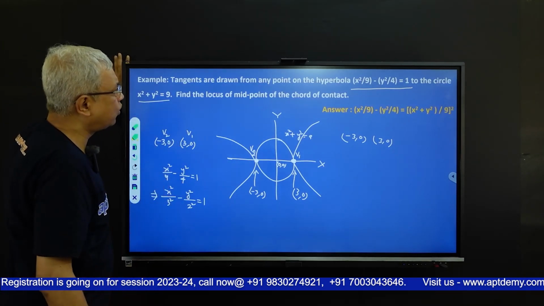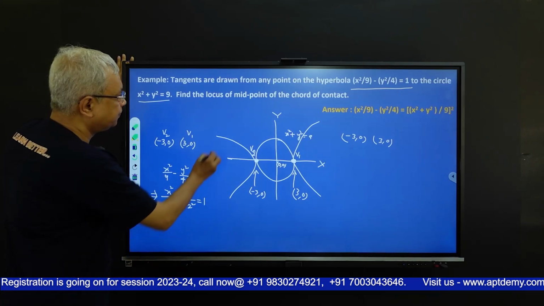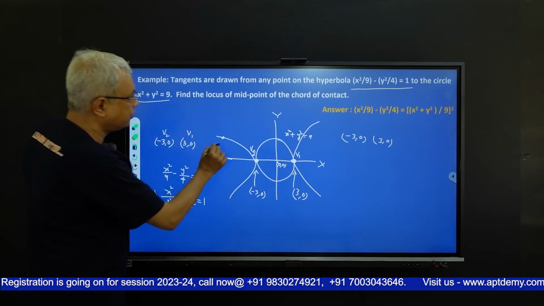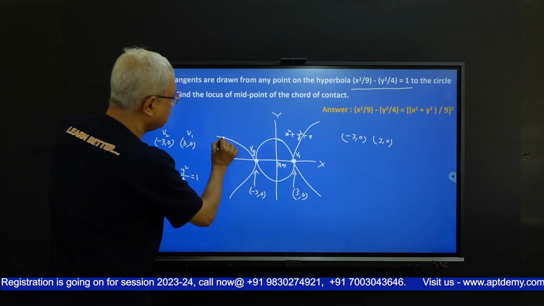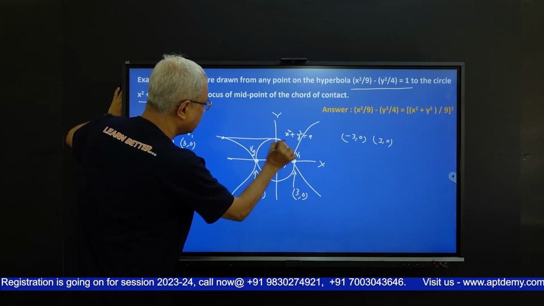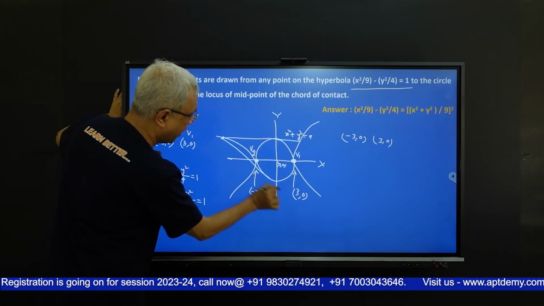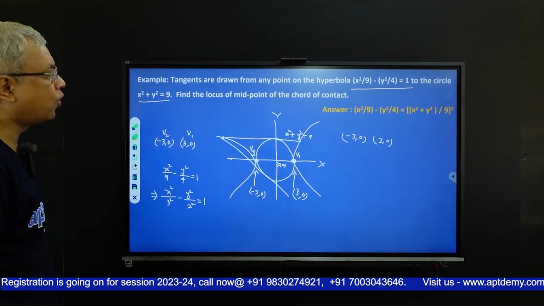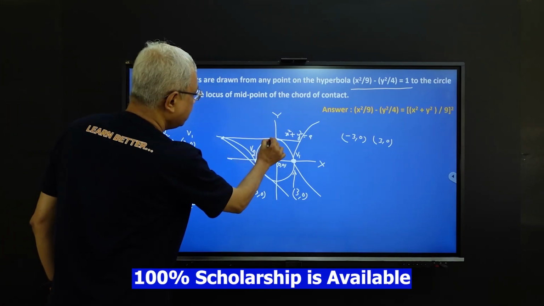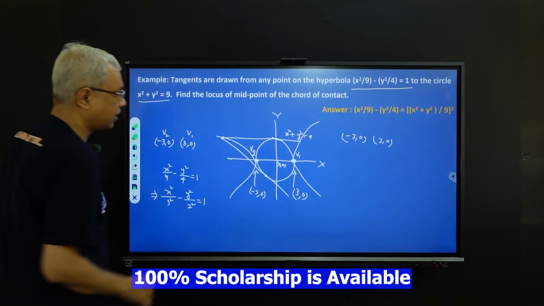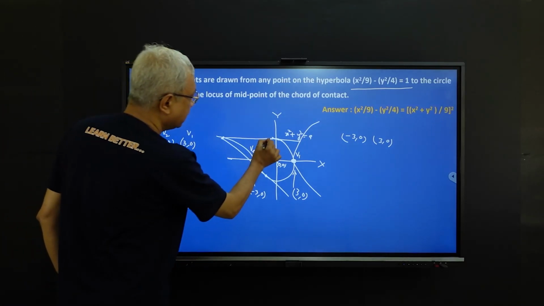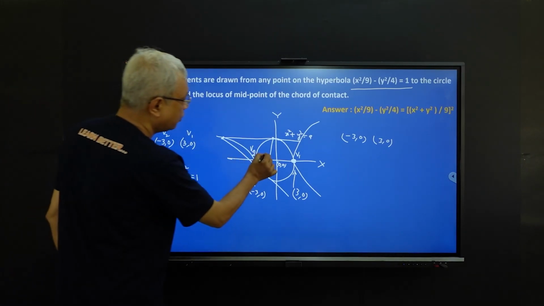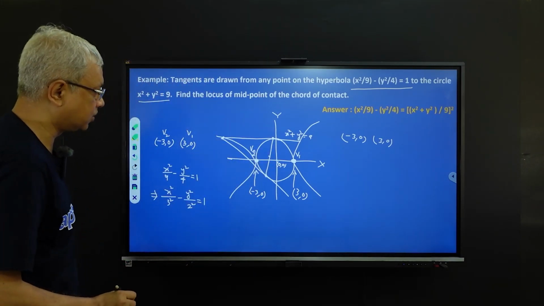Now, tangents are drawn from any point on the hyperbola. So take any point on the hyperbola. From that point, you draw tangents to the circle. So this is the external point to the circle. This is one tangent, this is another tangent. Find the locus of midpoint of the chord of contact. So these are the points of contact of these tangents in the circle. So this is the chord of contact. Now what is the locus of the midpoint of chord of contact?